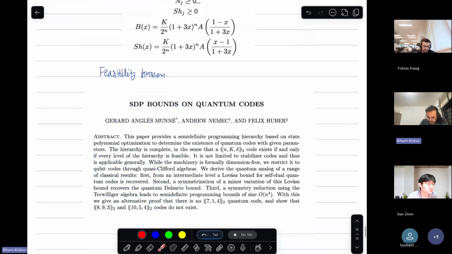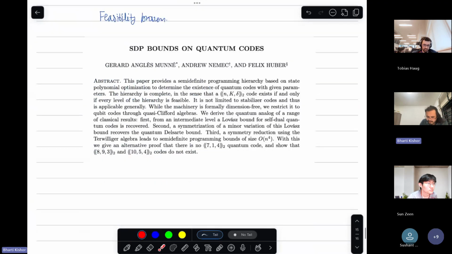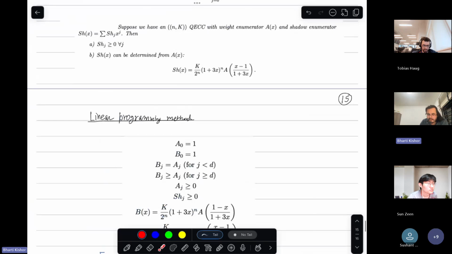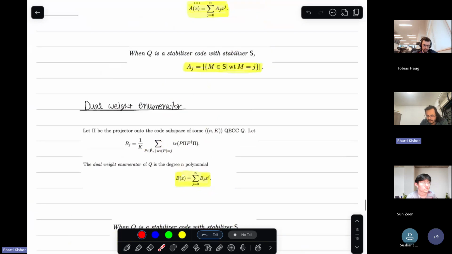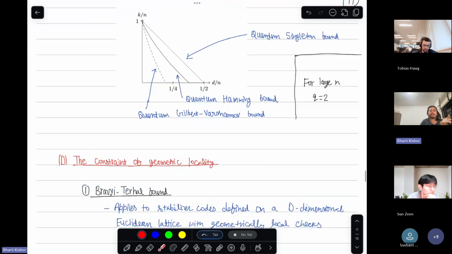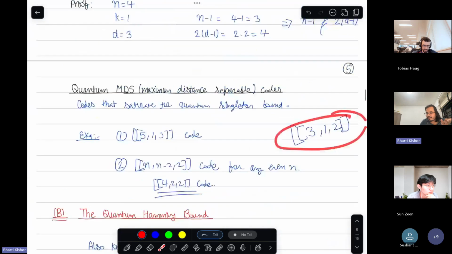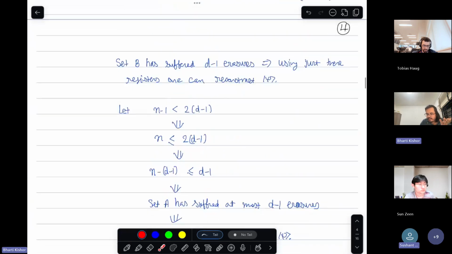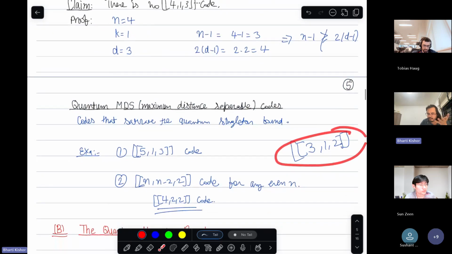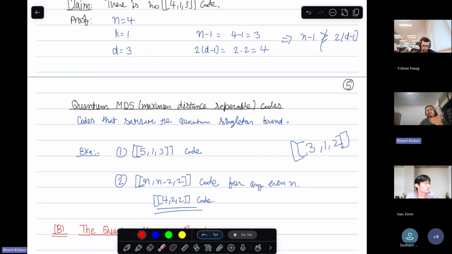Maybe you can look at this book by Daniel Gottesman. First of all, the code has to exist, right, to say that it saturates the bound. So for even n, we are showing that it saturates. For odd n also it seems to saturate, but maybe there is some other way through which you can show that such a code does not even exist.